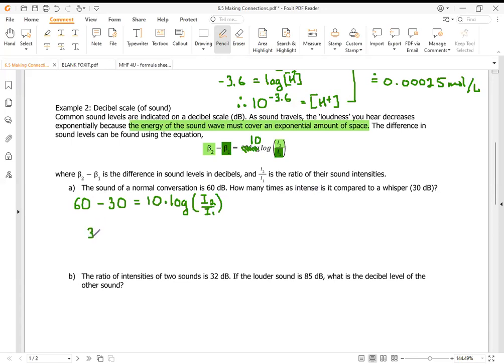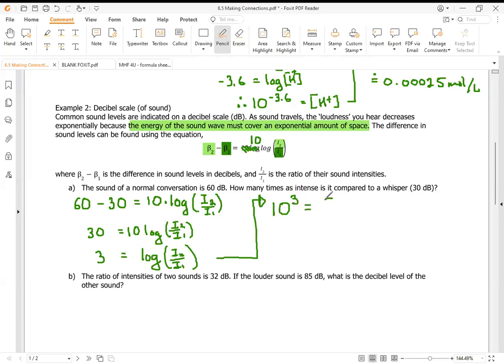Well, let's do it. 30 equals 10 times the log of the ratio, which means 3 equals the log of the ratio. Once again, using what we know of logs with exponents, the only real way you can solve it is to turn this into an exponent. 10 to the power of 3 is equal to the ratio of these two. So the answer is 1,000.